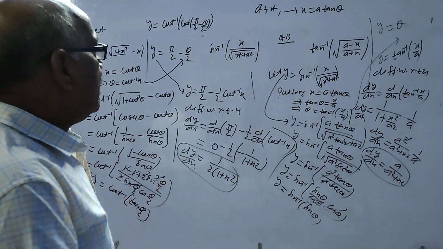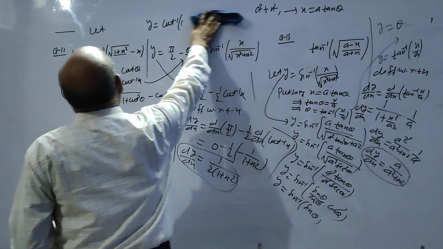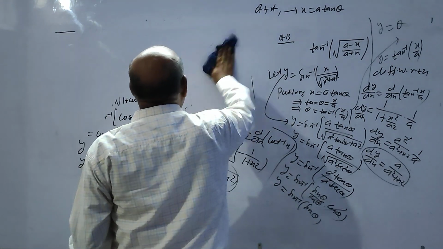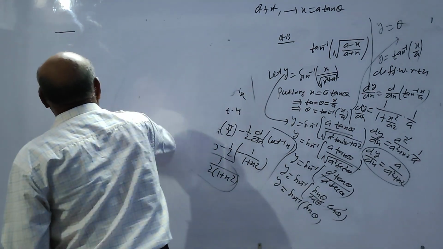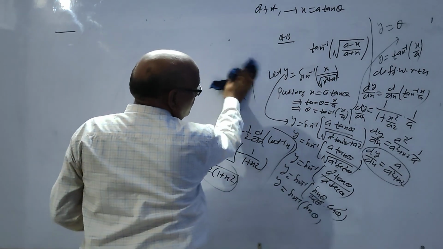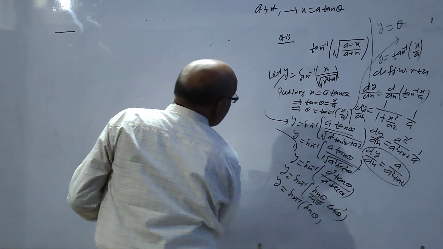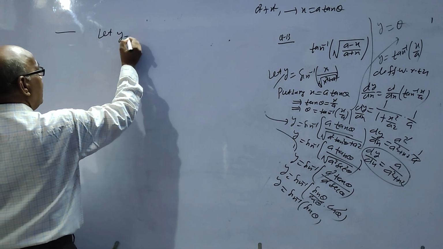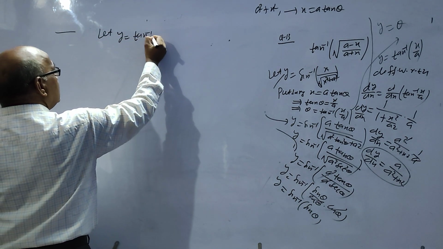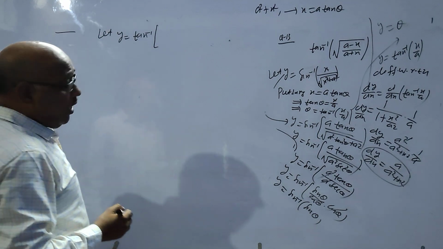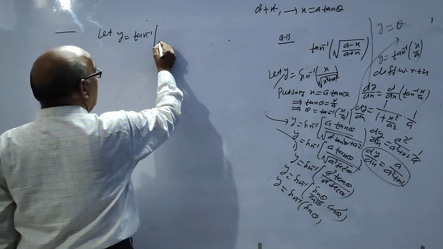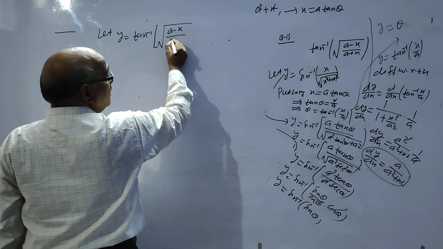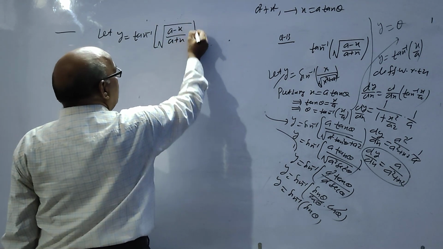Let us take the problem, question number 13. So I am going to rough all these things. Question number 13. Now let y is equal to tan inverse under root a minus x upon a plus x.